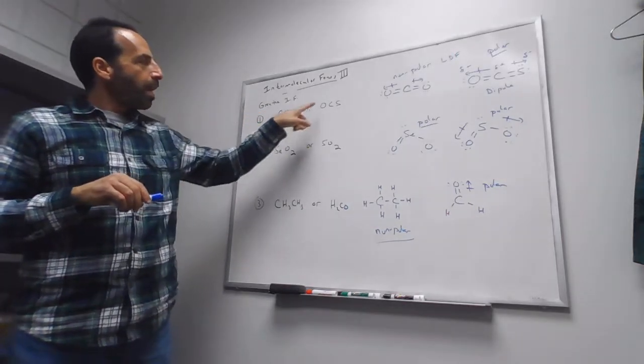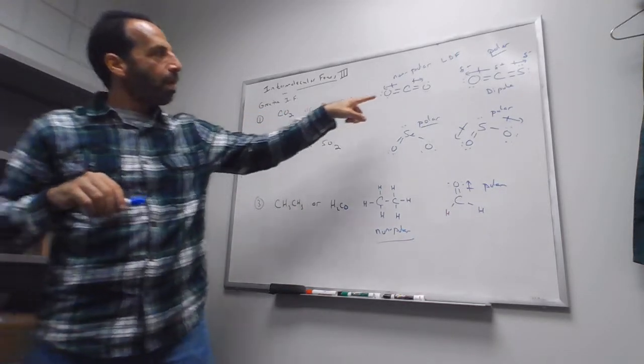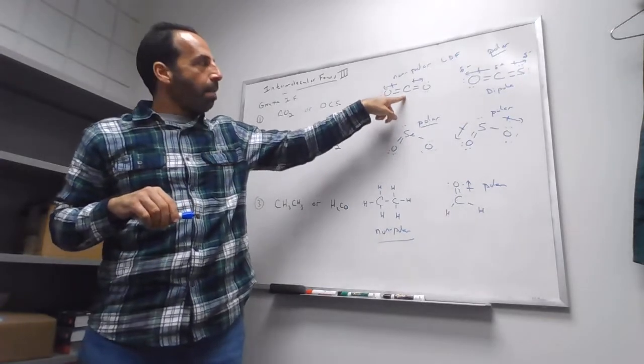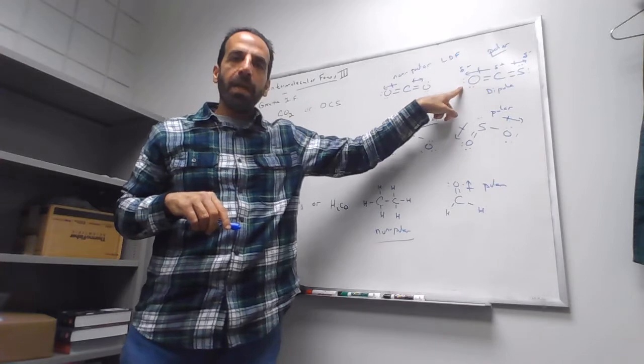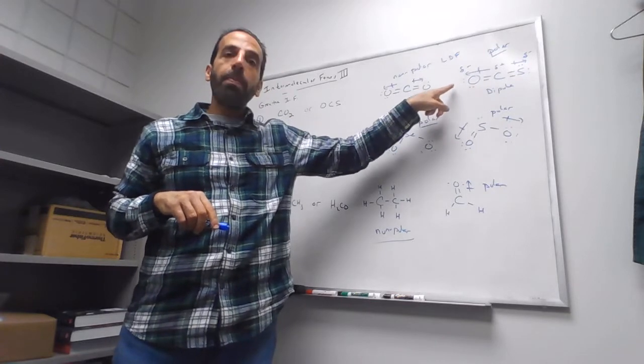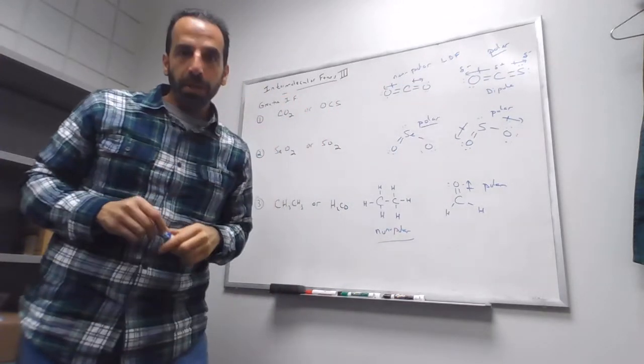Let's look at carbon dioxide, or OCS. So I drew out the Lewis structure. Remember, carbon dioxide is nonpolar. We discussed it in a previous video. OCS, if I drew a Lewis structure of it, it's going to be polar. Again, polar is going to have strong intermolecular forces.